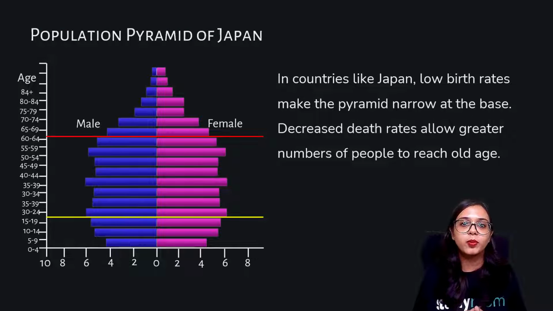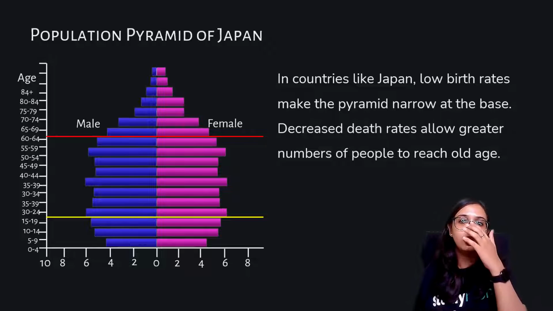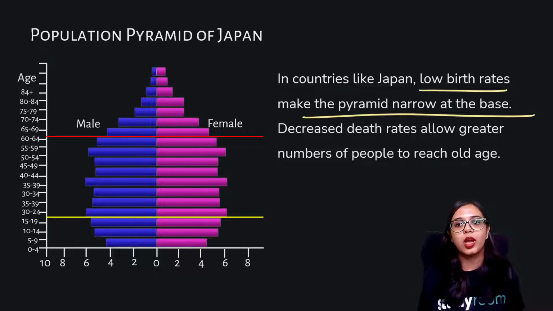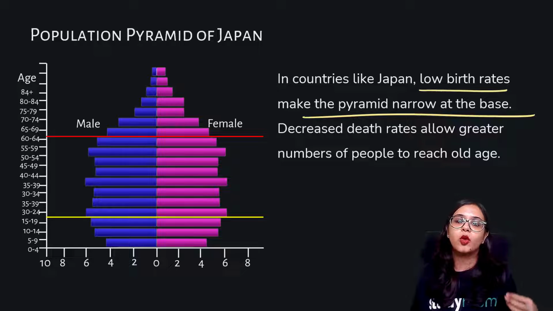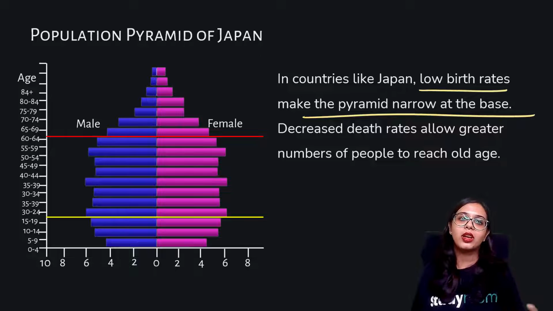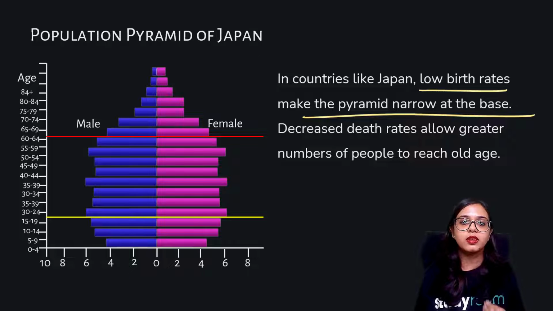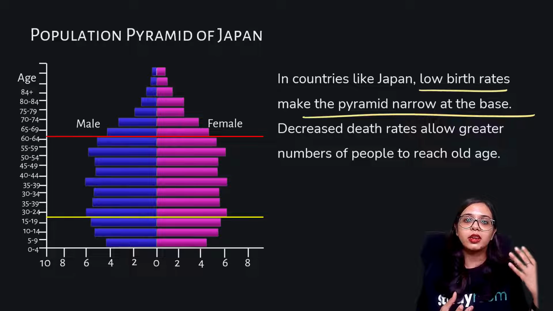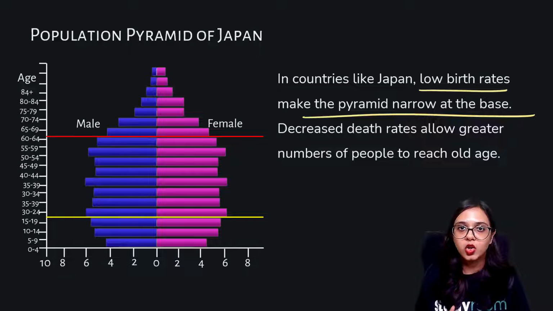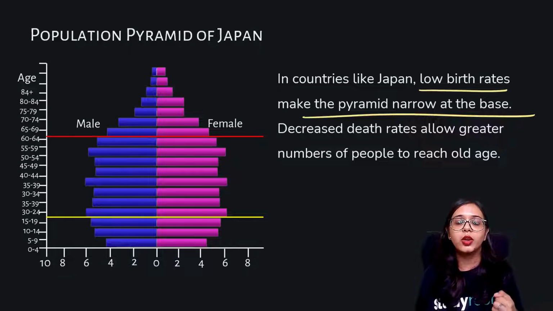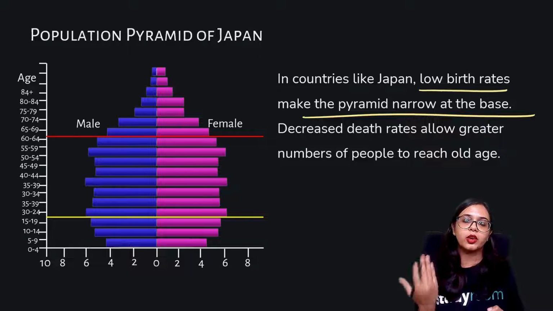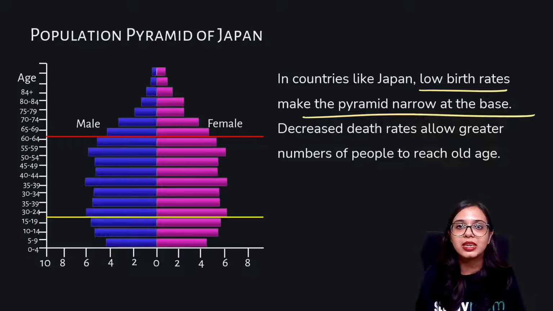Then let's talk about the population pyramid of Japan. In countries like Japan, low birth rates make the pyramid narrow at the base. This again depends upon choice. What kind of choices people are making, whether they are using certain contraceptives, and what kind of rule a particular country has, whether it has the norm that a couple can only have one child, or a couple can only have two children. Whether it is restricting births is also a very important factor, right?